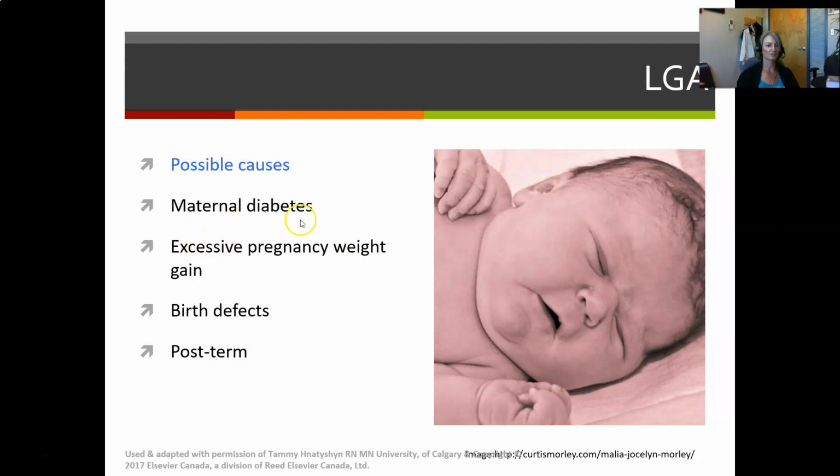So yeah, if mom's got maternal diabetes, watch for these LGA babes. So even if she has not been diagnosed with maternal diabetes, but you've got an LGA baby, you'll really want to be watching for hypoglycemia. This can be critical.